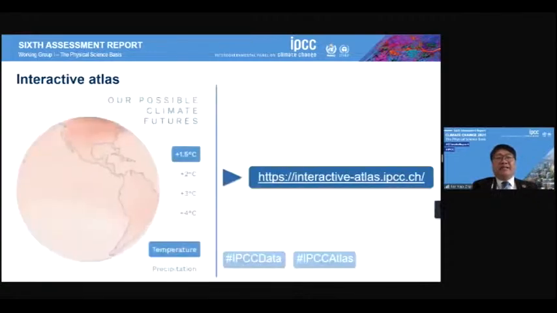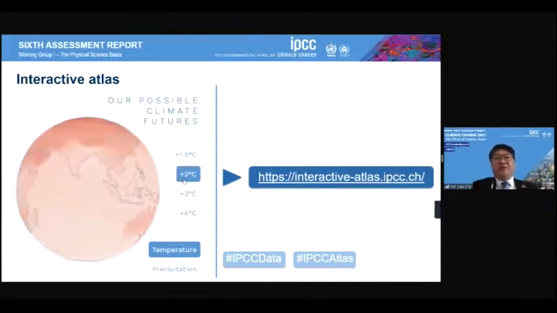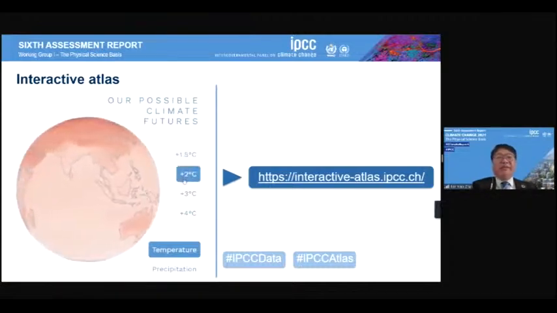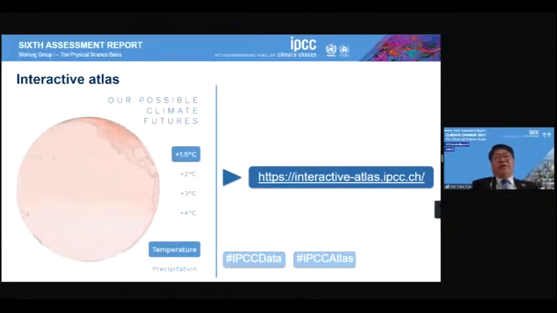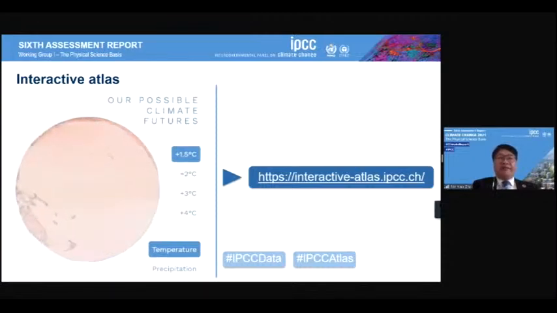The interactive atlas launched today makes our global and regional climate information available to all. It includes observations of ongoing changes and the projections of future changes. You can use the interactive atlas to make your own maps and analysis using the datasets we used in the report. You can use it to find out what climate change means for where you live. Valerie, back to you.